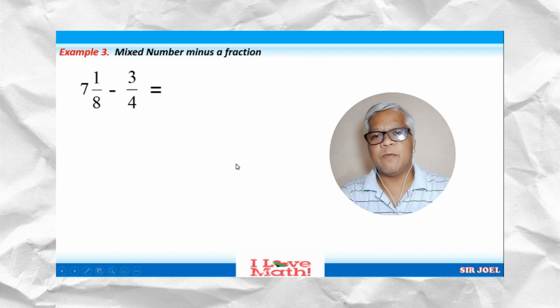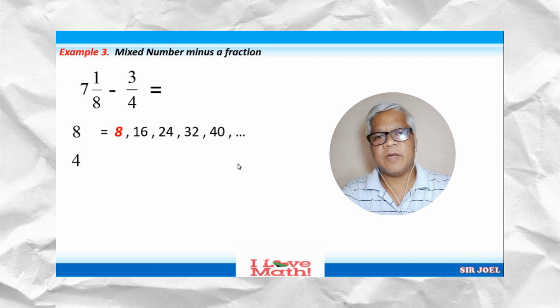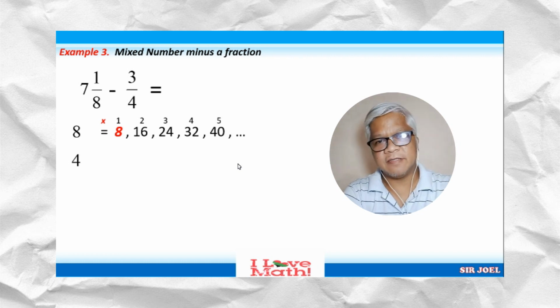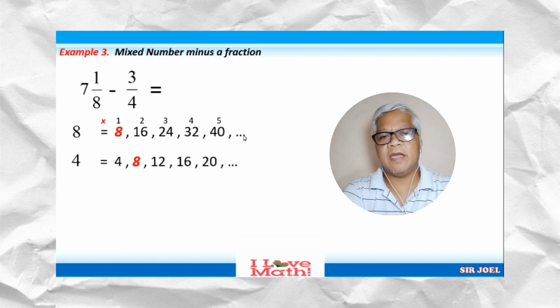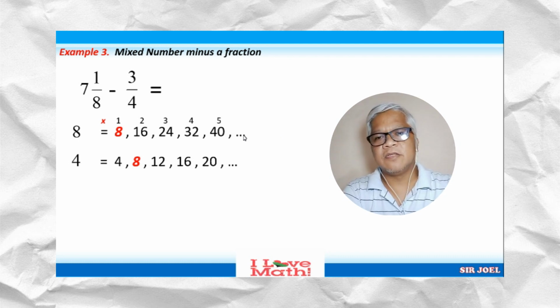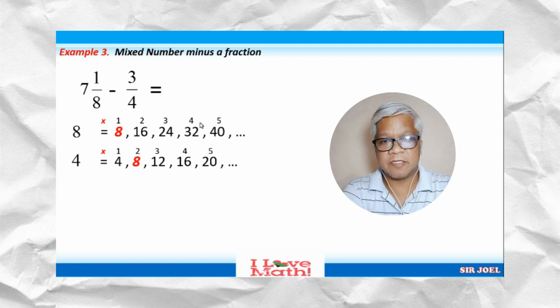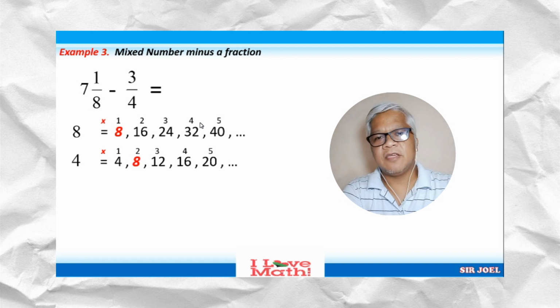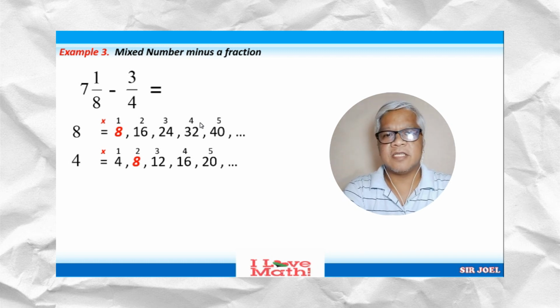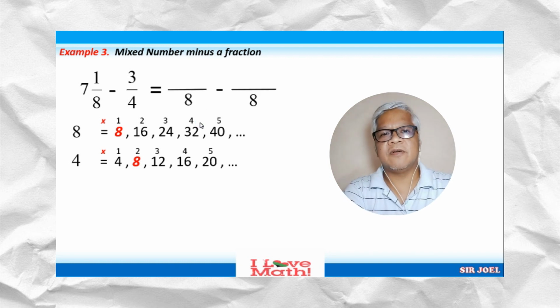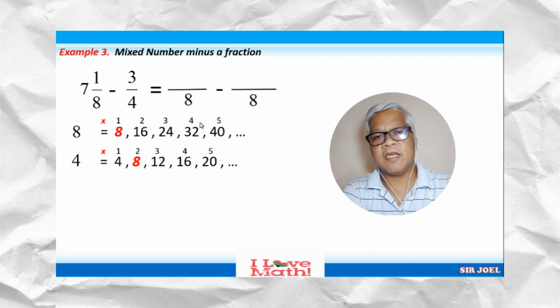Example number 3, 7 and 1 over 8 minus 3 over 4. The given denominators are 8 and 4. What are the multiples of 8? We have 8, 16, 24, 32, 40, and so on. Again, multiply lang natin siya from 1 to 5, yung 8. Next, multiples of 4 are 4, 8, 12, 16, 20, and so on. So, multiply 4 by 1 up to 5. Okay? Now, the common multiple of 8 and 4 is 8 at first. Tama? Since you are looking for the least common multiple, yung 8 ang gagamitin natin at hindi yung 16. So, 8 is the least common denominator kasi nga, the least common multiple is 8.